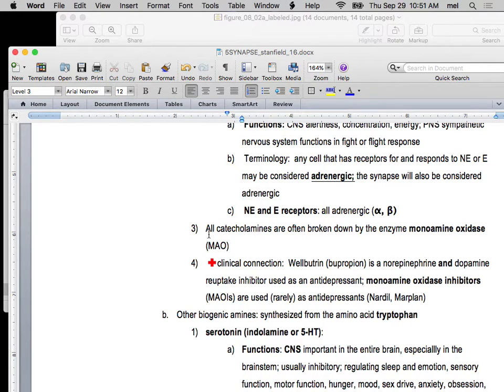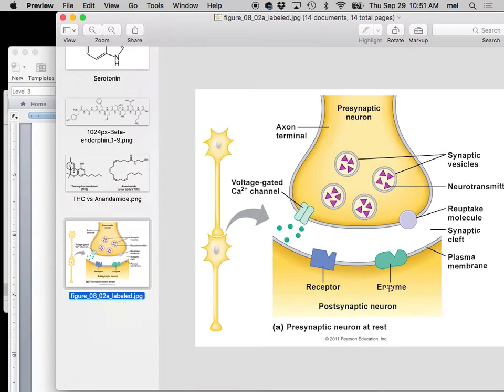One of the things I want you to imagine right now is there are two different ways of getting these catecholamines out of the synapse. In some synapses, you reuptake them. Okay, you guys with me? In some synapses, you break them down. One of the enzymes that can break down catecholamines is monoamine oxidase. Just keep that in mind for a second.